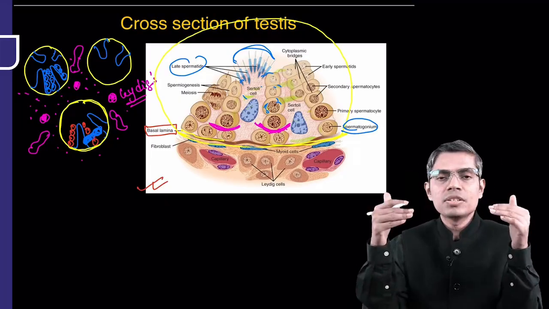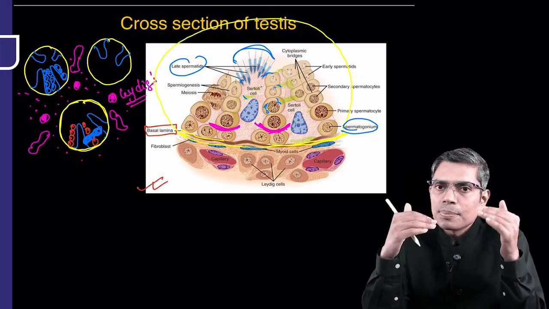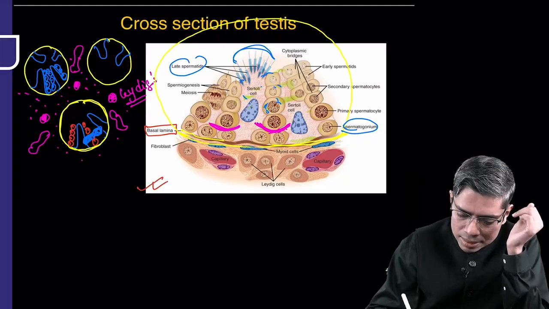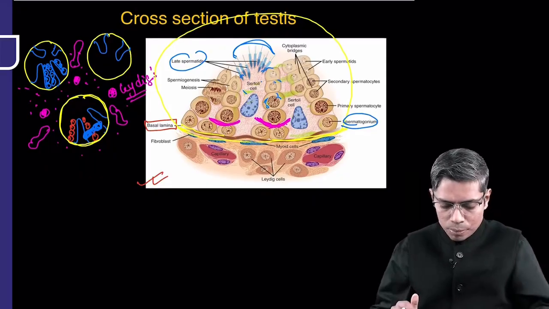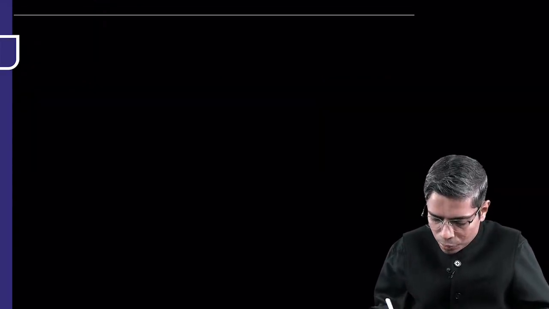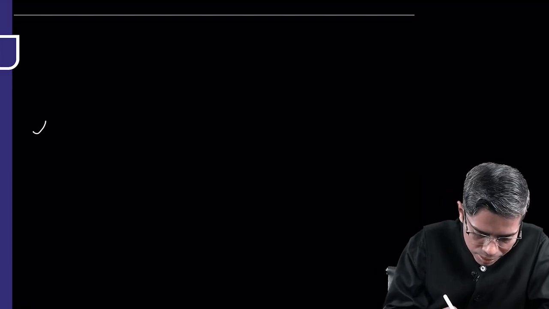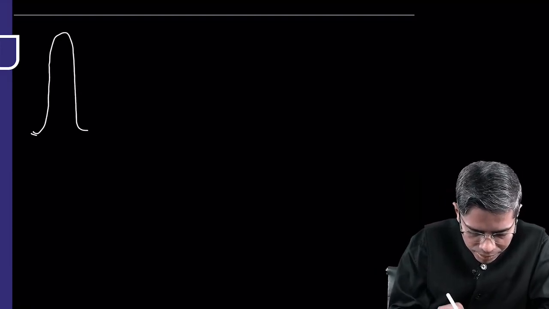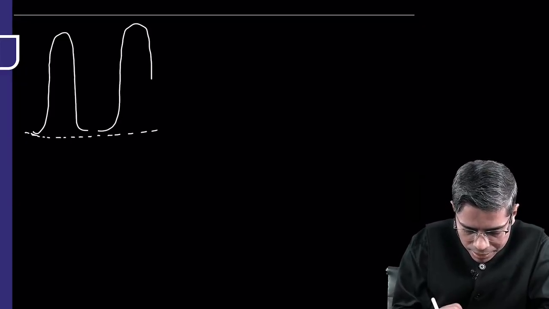Whenever these two Sertoli cells are connected with one another, it forms a barrier, and this barrier is known as the blood testis barrier. How this barrier is formed, we are going to understand in a little more detail. So look at my diagram, the simplified diagram. This is one Sertoli cell, right? Okay. This is your basal lamina, right? And this is another Sertoli cell.